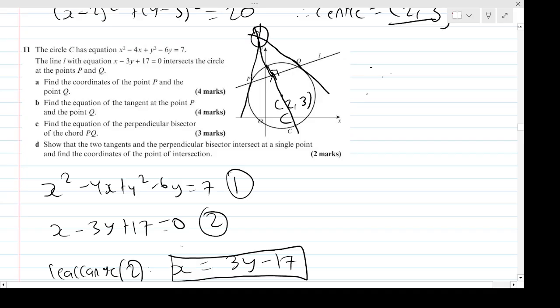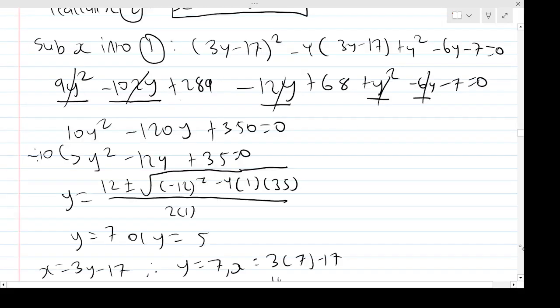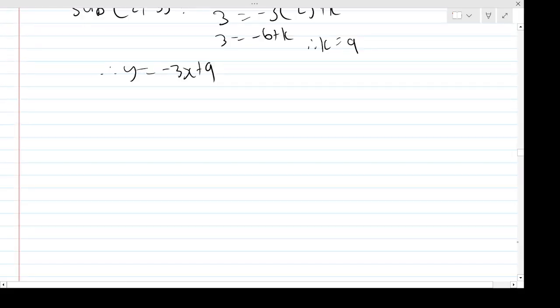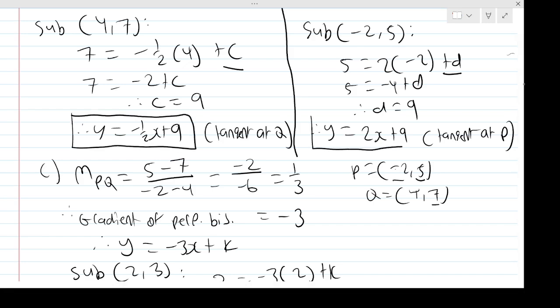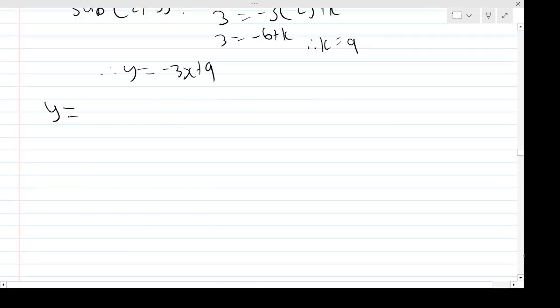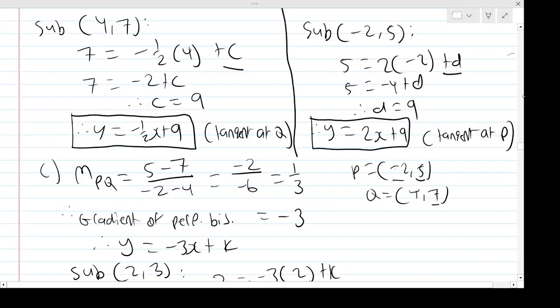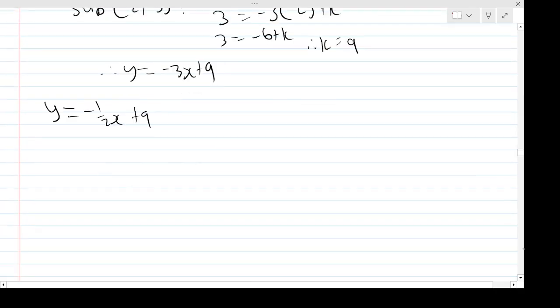So we need to equate all three lines together. Well, it's a good thing we know all three line equations already, which makes it very easy to substitute in. So I'm going to say, firstly, let's equate the two tangent equations together. So the tangent at Q is this, and the tangent at P is this. So let's substitute that in. So y is -1/2 x plus, what was it, plus 9. And y is 2x plus 9.